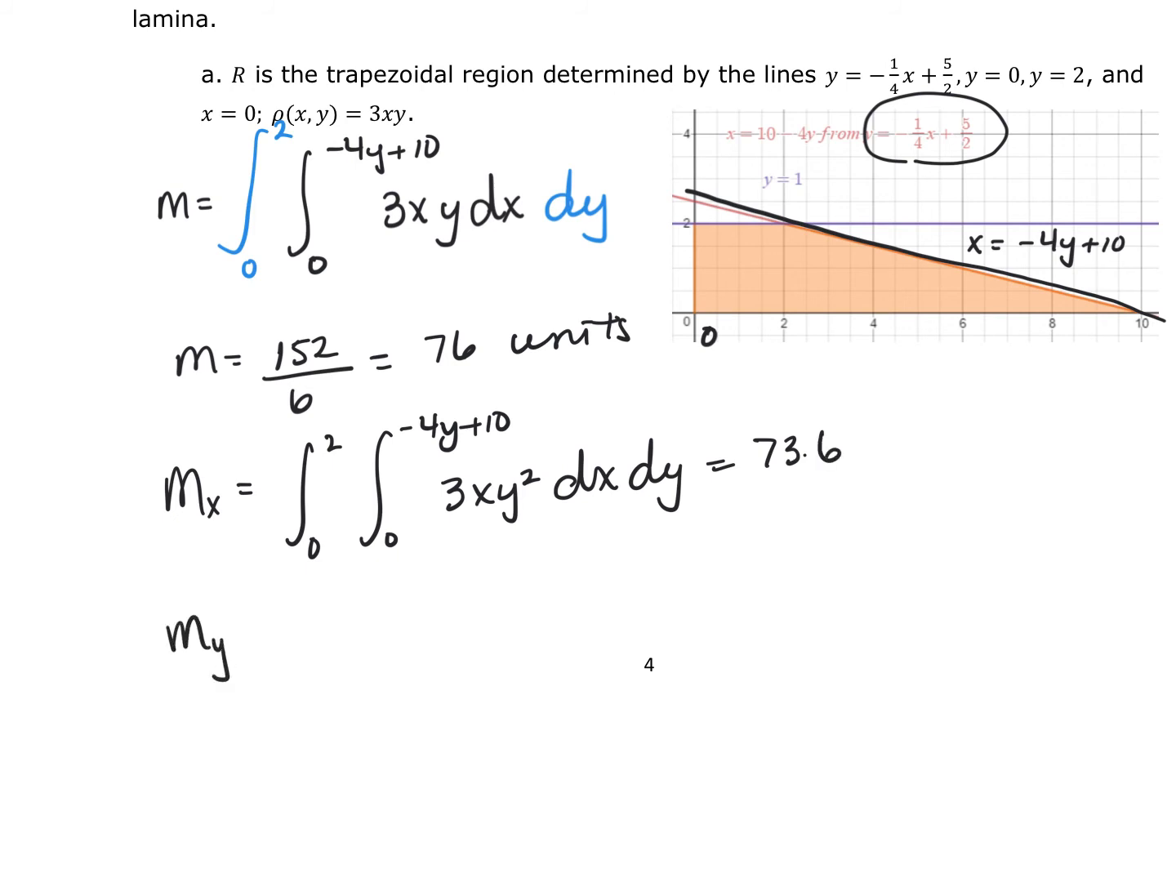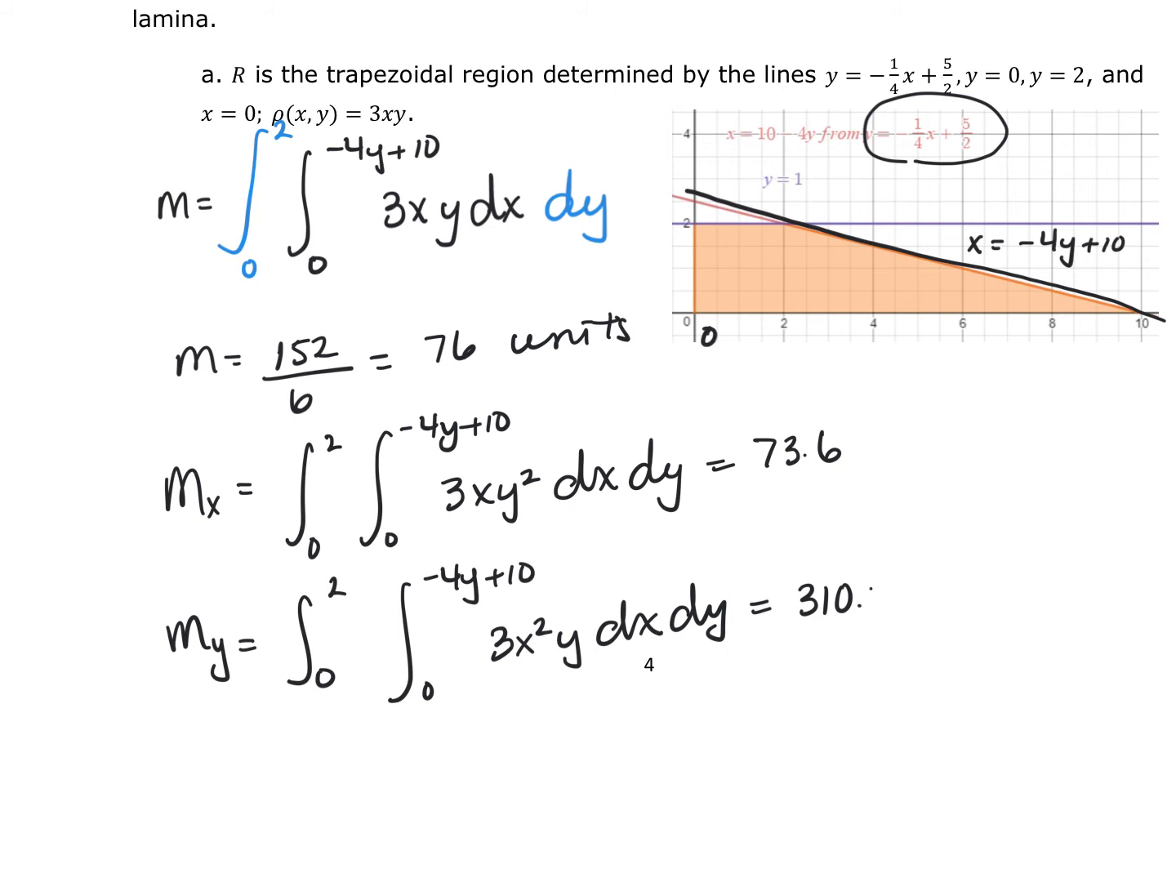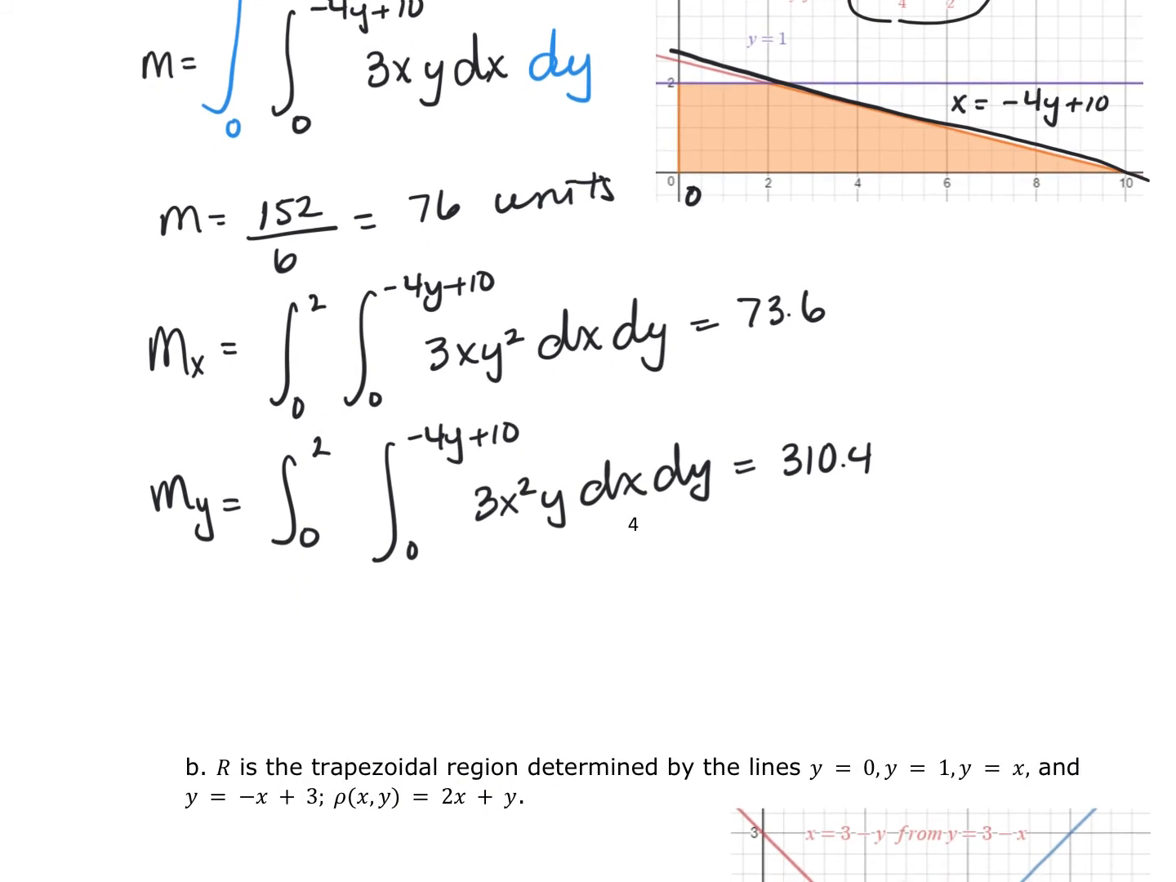My m of y, when I integrate this, it's going to go from 0 to 2, still from 0 to negative 4y plus 10. Now I introduce a secondary x, so it'll be 3x squared y dx dy. When I get done with this, I'm going to get 310.4.